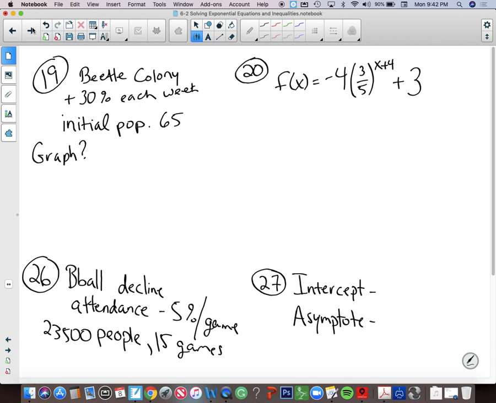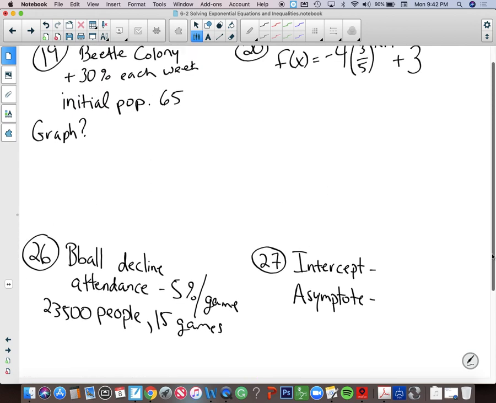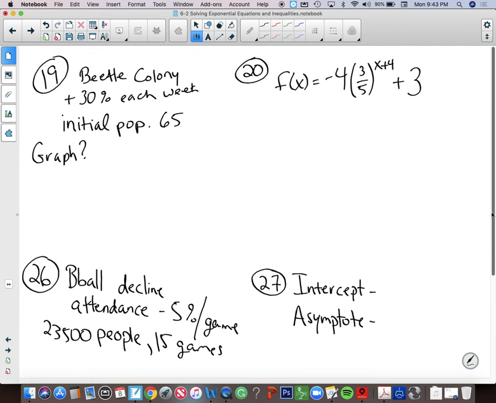So I kind of looked at the word problems first. So 20 is a graph. We can come back to that one just to double check it, but number 19, 26, 27, and I think I have 28 down below. Those are all kind of the word problems. Those are the harder ones, the real world stuff here.